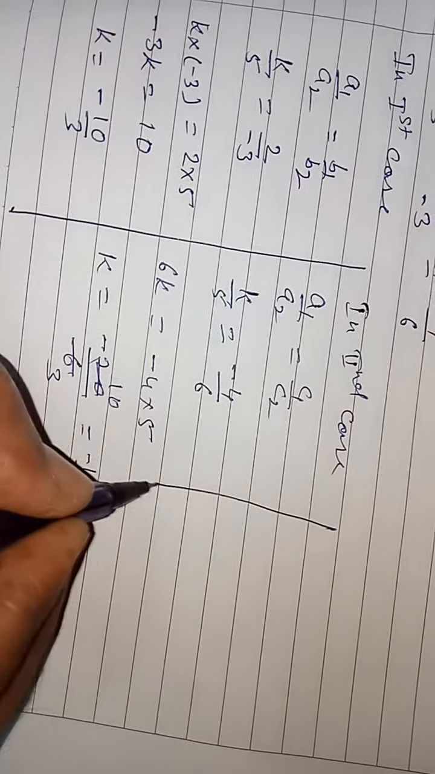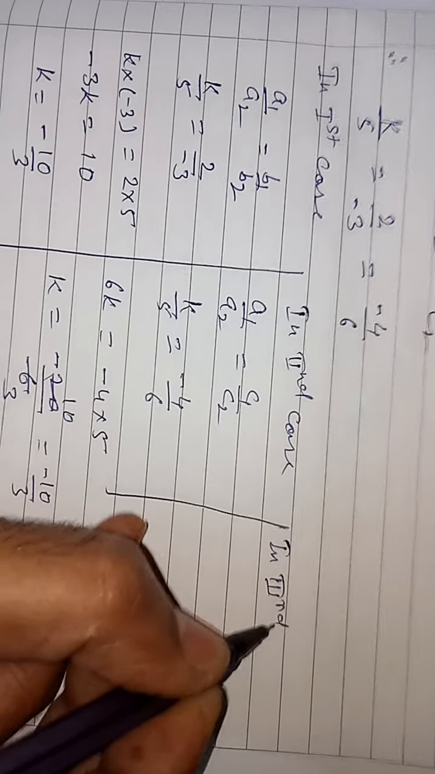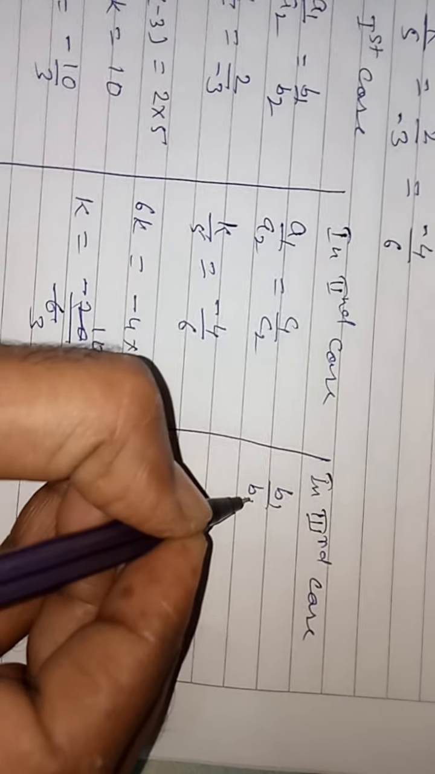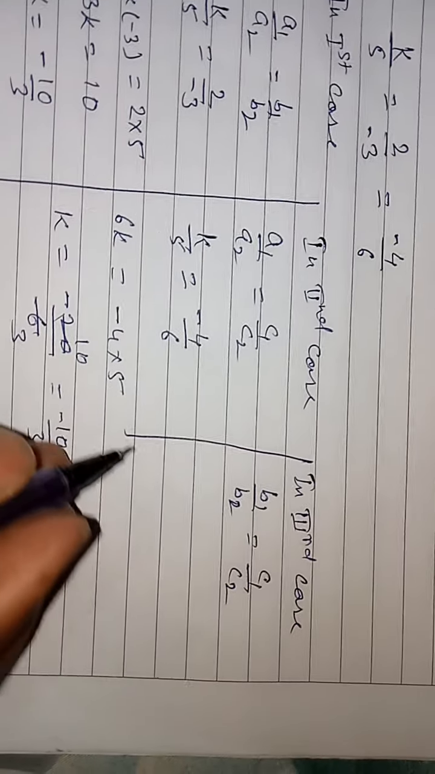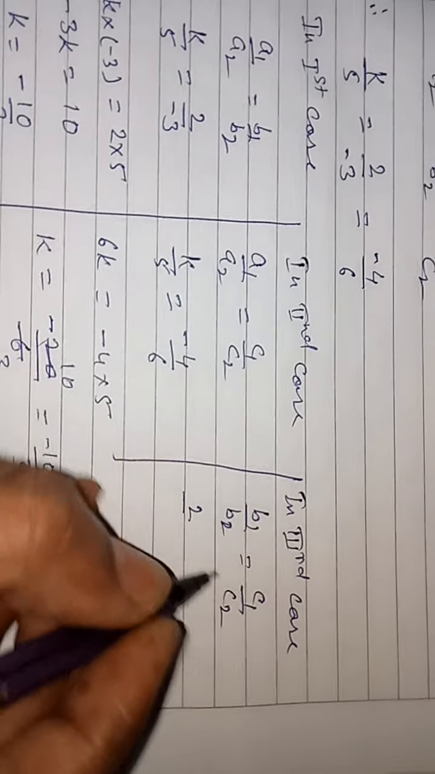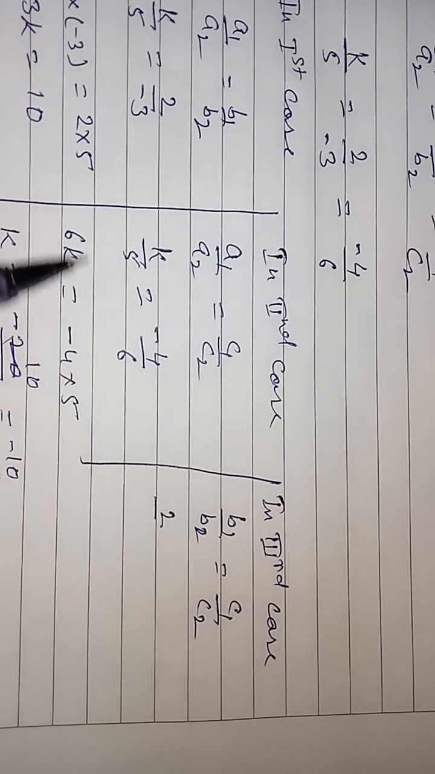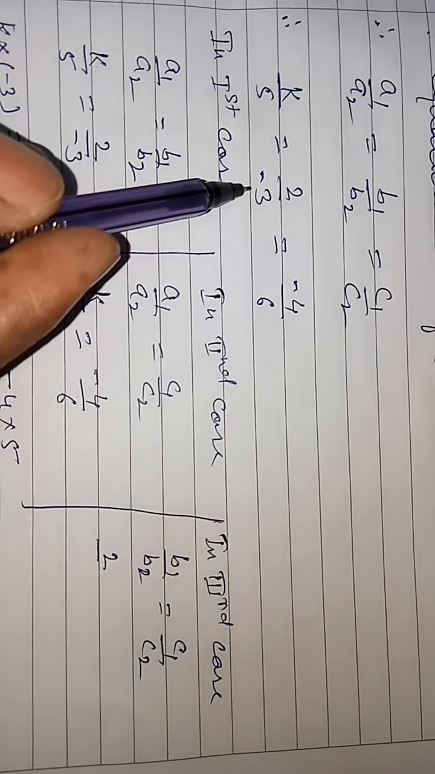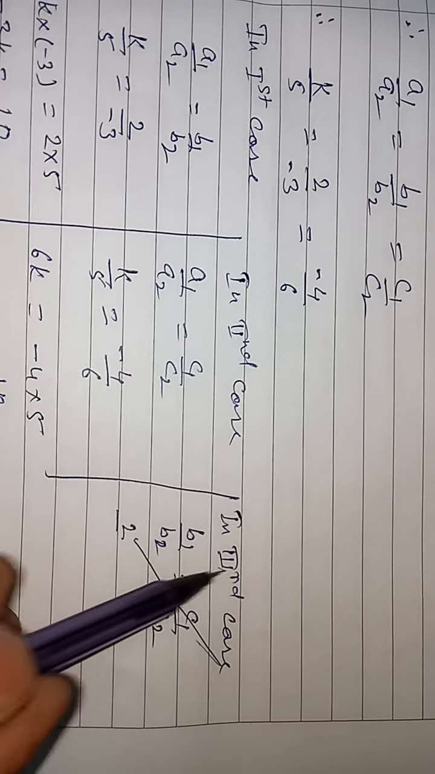In third case, b1 upon b2 is equal to c1 upon c2. b1 upon b2 is 2 upon minus 3, but it is not necessary to find out because both have numerical value. b1 upon b2 is equal to 2 upon minus 3 and c1 upon c2 is minus 4 upon 6. So stop it.